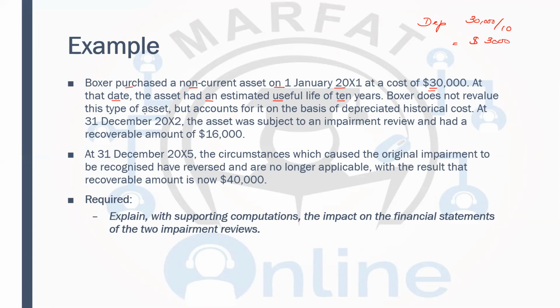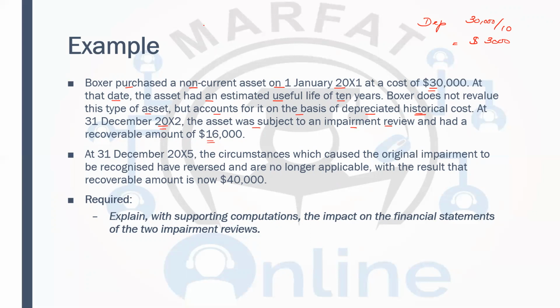Boxer does not revalue this type of asset, but accounts for it on the basis of the depreciated historical cost. That means this asset is on the cost model rather than the revaluation model. At 31st December 20X2, 2 years after, the asset was subject to an impairment review and had a recoverable amount of 16,000.